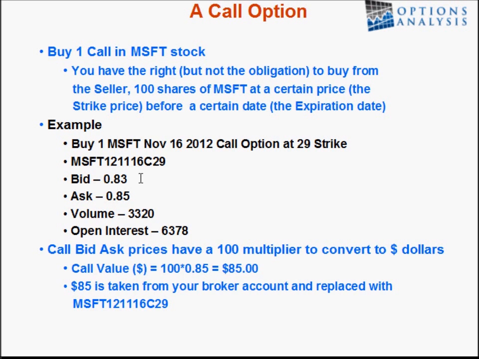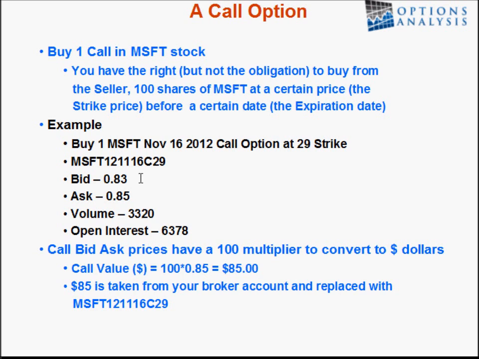The volume on that particular day was 3,320 and the open interest was 6,378. The volume is how many buys and sells happened on the particular date that you are looking at the call option. The open interest is how many buys and sells are still outstanding and have not been closed.